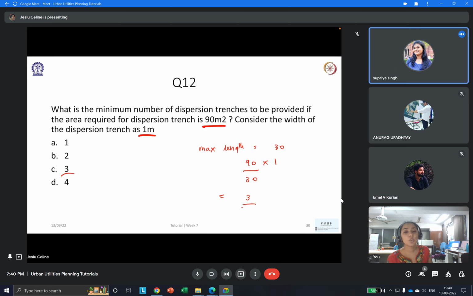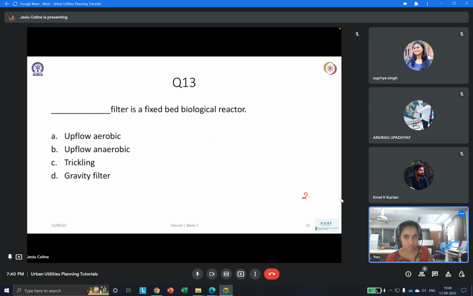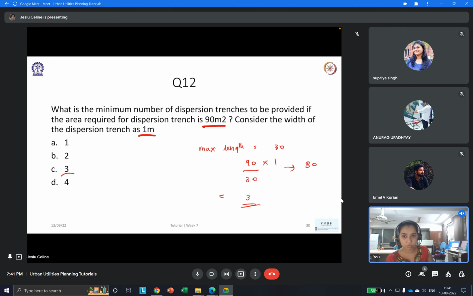3, correct. So what if it was 80? What would be the answer then? Then also it will be 3, because 30 meters is the maximum size, so we can't go above this. Right, exactly. So you need to round it off. Even if you get 2.1, then it will be 3 when you're dividing. So here you're correctly getting 3, so it's okay. But even if it is 2.1, you'll have to take it to 3. You'll have to go to the upper value, not just rounding.